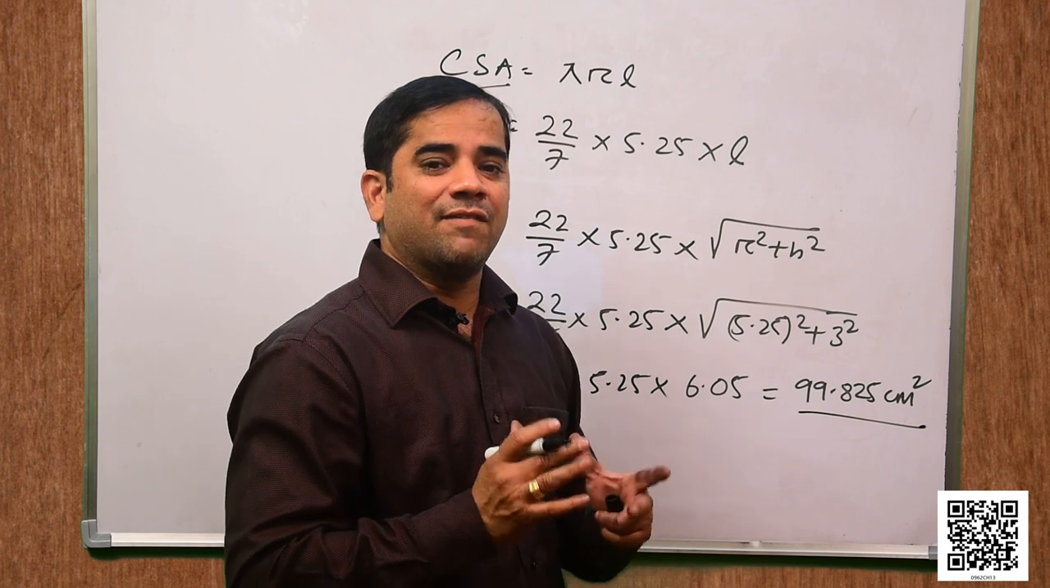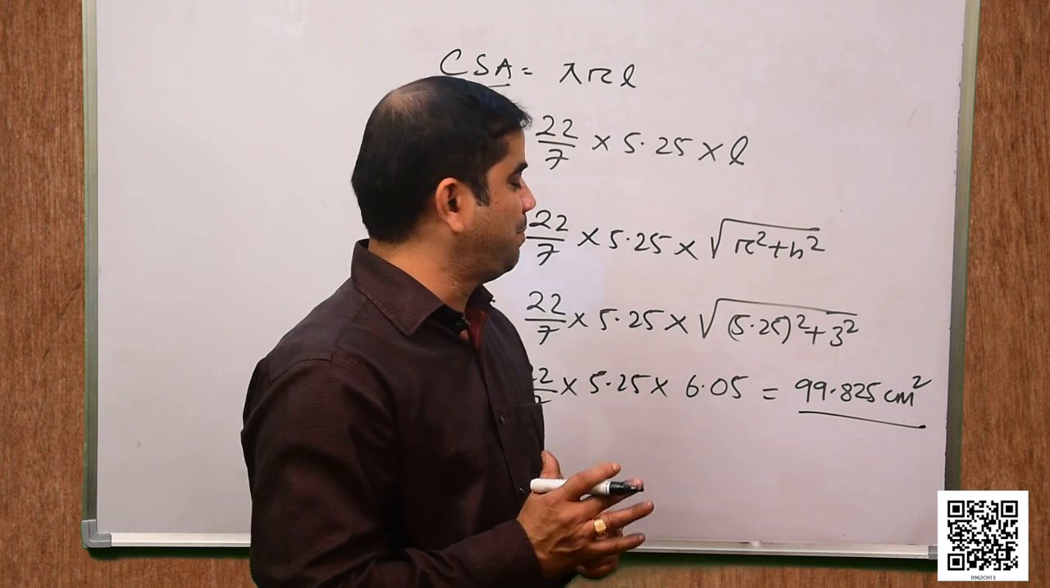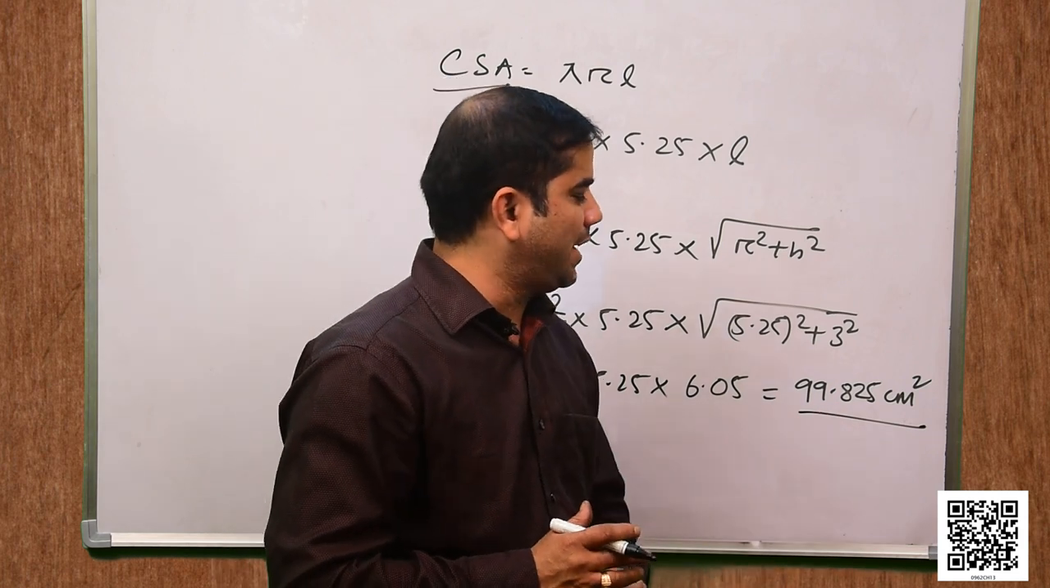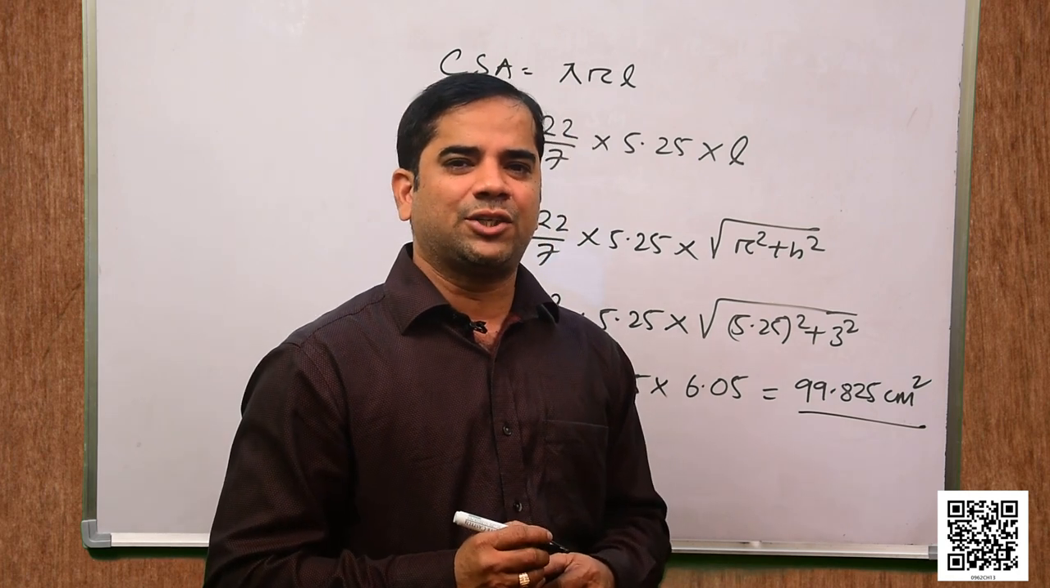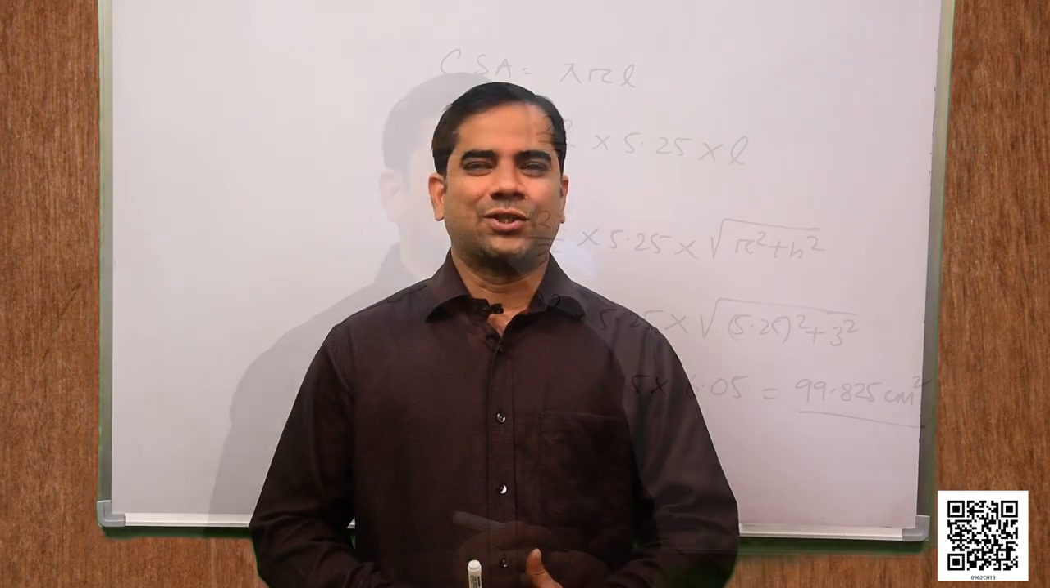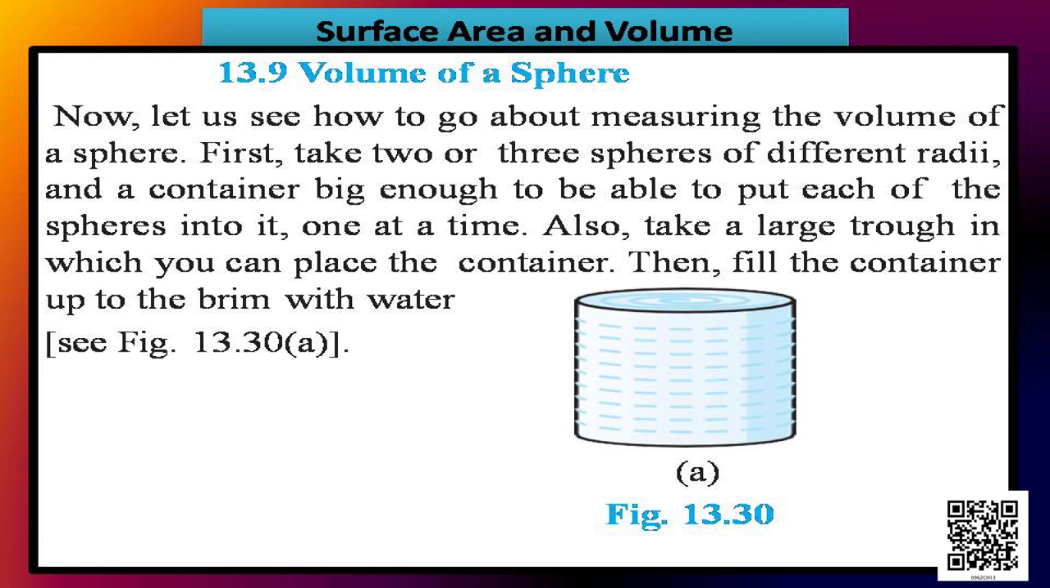So, the canvas that is required should be of area 99.825 centimeter square. Hope you understand the solution for this question. Students, let us now discuss about the volume of a sphere. Now let us see how to go about measuring the volume of a sphere.